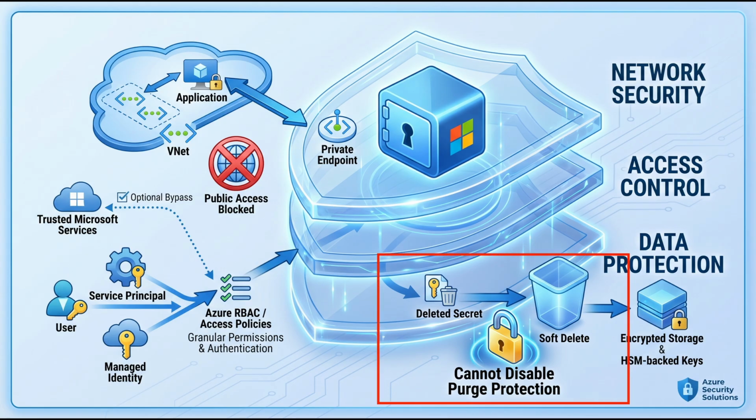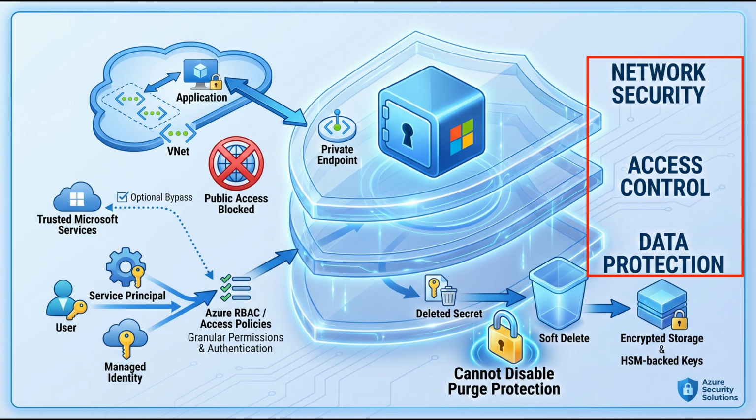Now comes the most critical part, protecting the data itself. So you enable soft delete, purge protection, and what happens? If someone deletes a secret, it goes to soft delete and it can be recovered. If someone tries to permanently remove it, blocked by the purge protection. Once you have enabled purge protection, you cannot delete it. And this is not just key vault. This is defense in depth. Network security means private access, access control, who can access, and data protection, even if deleted, recoverable. So most candidates only configure networking, forget purge protection, ignore access policies.